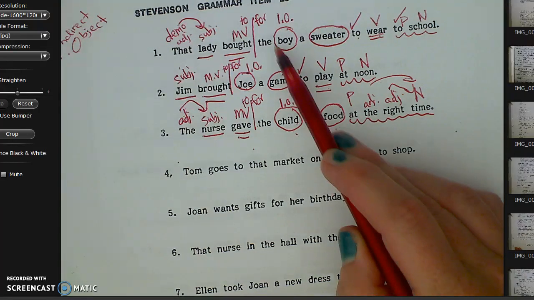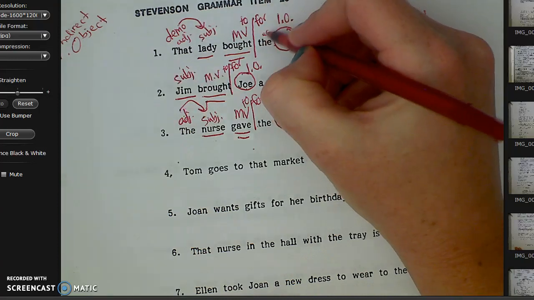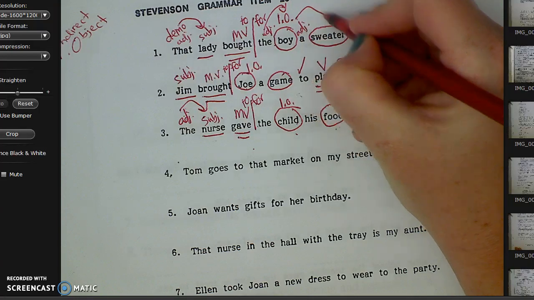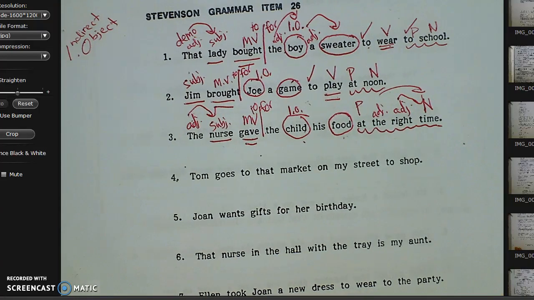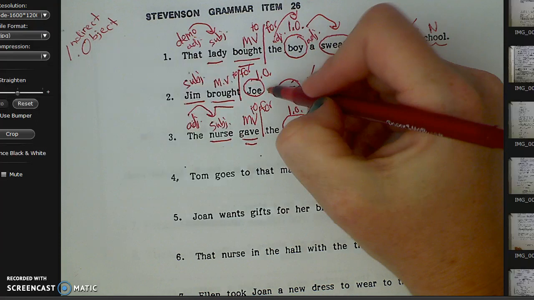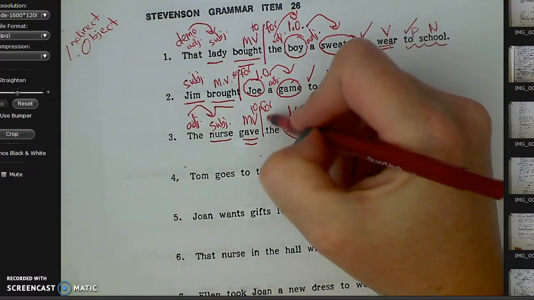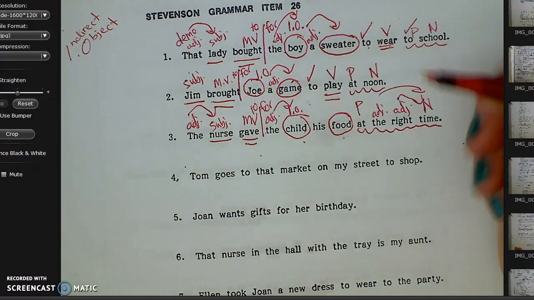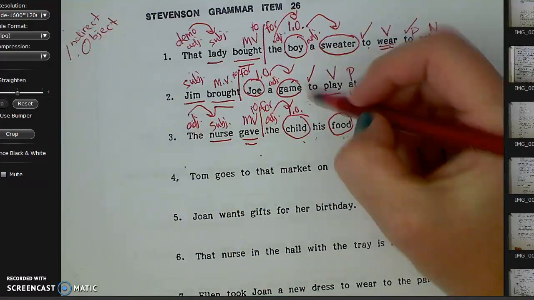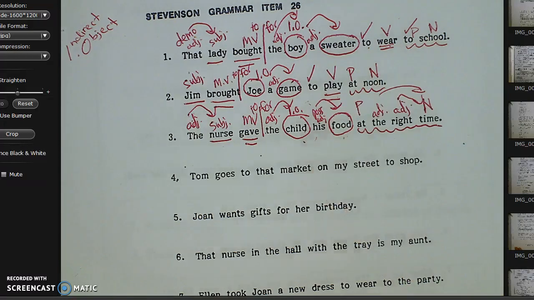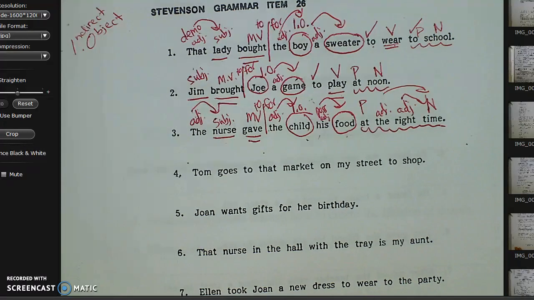So head back up to number 1. Sorry about that. Here's my adjective in front of boy. Here's my adjective in front of sweater. Here's my adjective in front of game. Here's my adjective in front of child. And his is a possessive adjective. He owns the food. Sorry about that. There's so much stuff to remember. Okay, number 4. And then we're done.